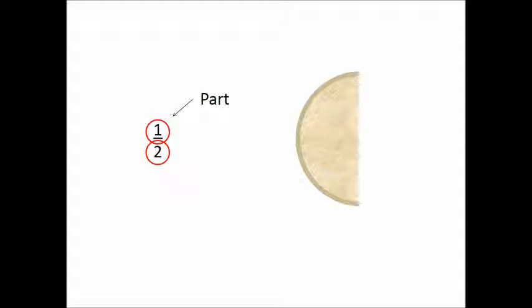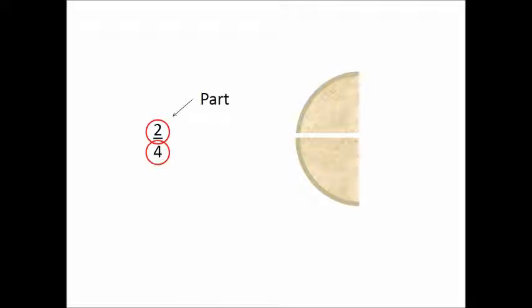So we have our pizza. This time we're going to cut it once, and we're going to eat half of the pizza. So that's 1/2. 1 is the part. That's how many parts of the pizza we have left out of 2, the whole. 2 slices of pizza make a whole.